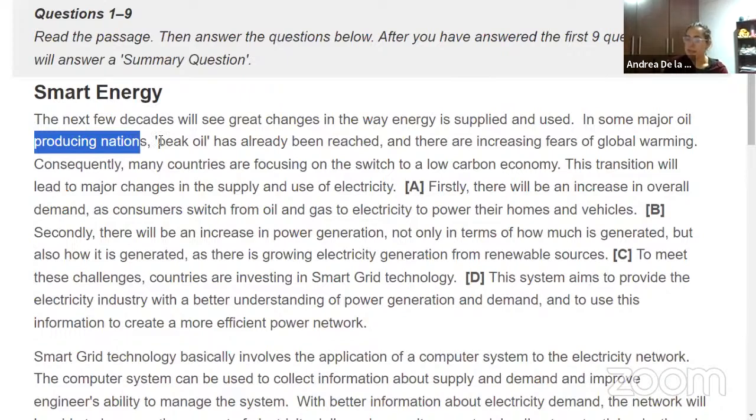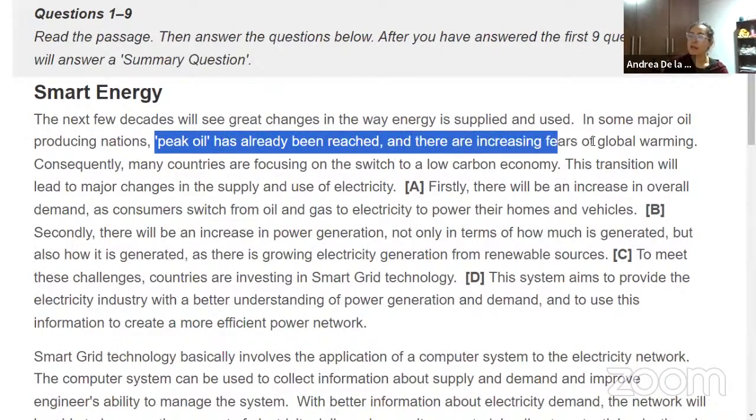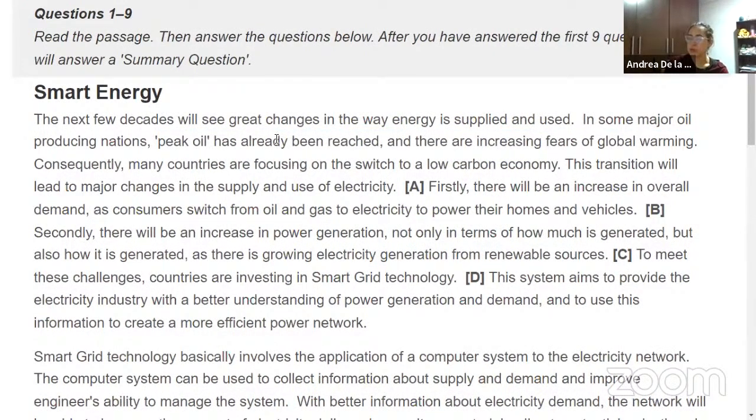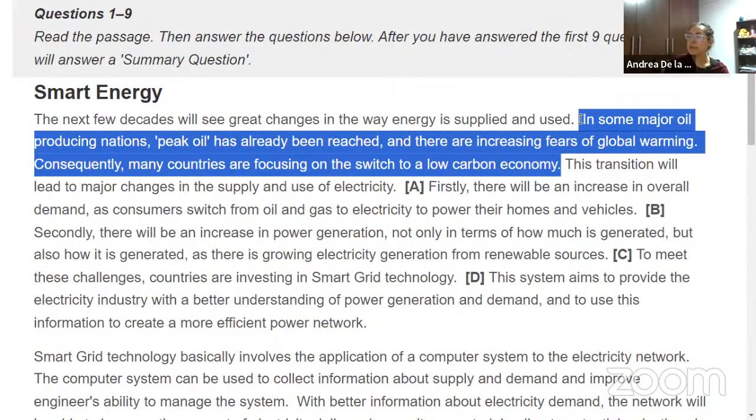What has happened is that peak oil has already been reached, and there are increasing fears of global warming. That is what has happened in these oil producing countries. Then they say, consequently, many countries are focusing on a switch to a low carbon economy. And then they start talking about the transition and the changes that this will signify. But at the end of the day, this is everything that we need to know. That is where the answer should be, right?